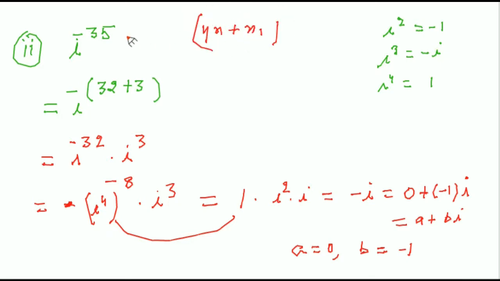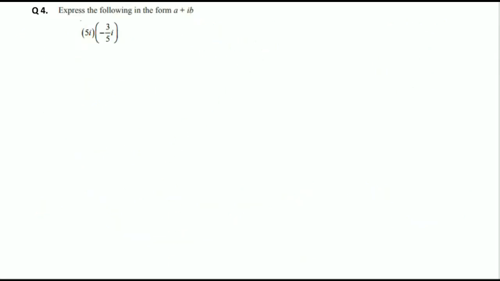That is the way we have to write it. And 4 to the power n will always come out as 1. Okay, let's go for the next question.